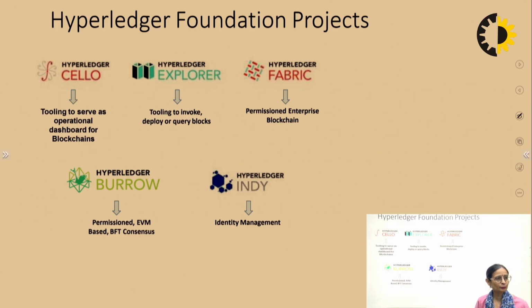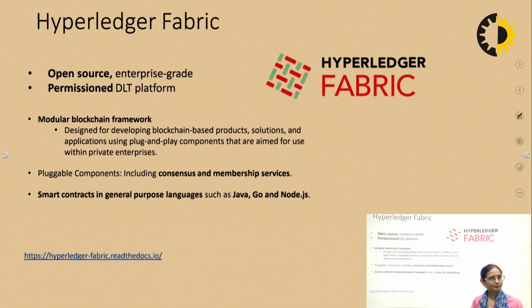So these are a few projects. For example, Hyperledger Cello contains the tools to serve as an operational dashboard for blockchain. When you want to design a permissioned enterprise blockchain, then you go with Fabric. If you want to work on identity management, then you will use Hyperledger Indy. If you want permissioned EVM-based things, or a BFT kind of consensus algorithm, then you can use Hyperledger Burrow.